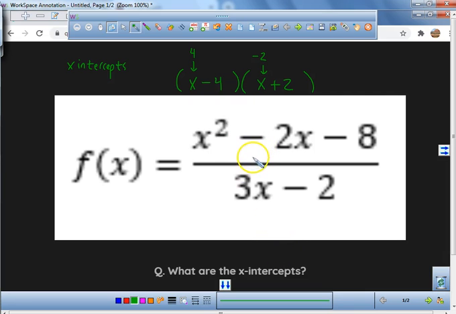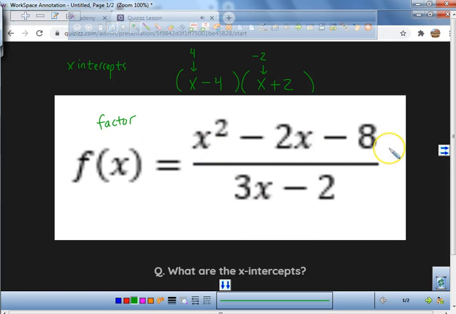What else did you have to know how to do? You had to know how to do something called factor. So we factored the numerator.